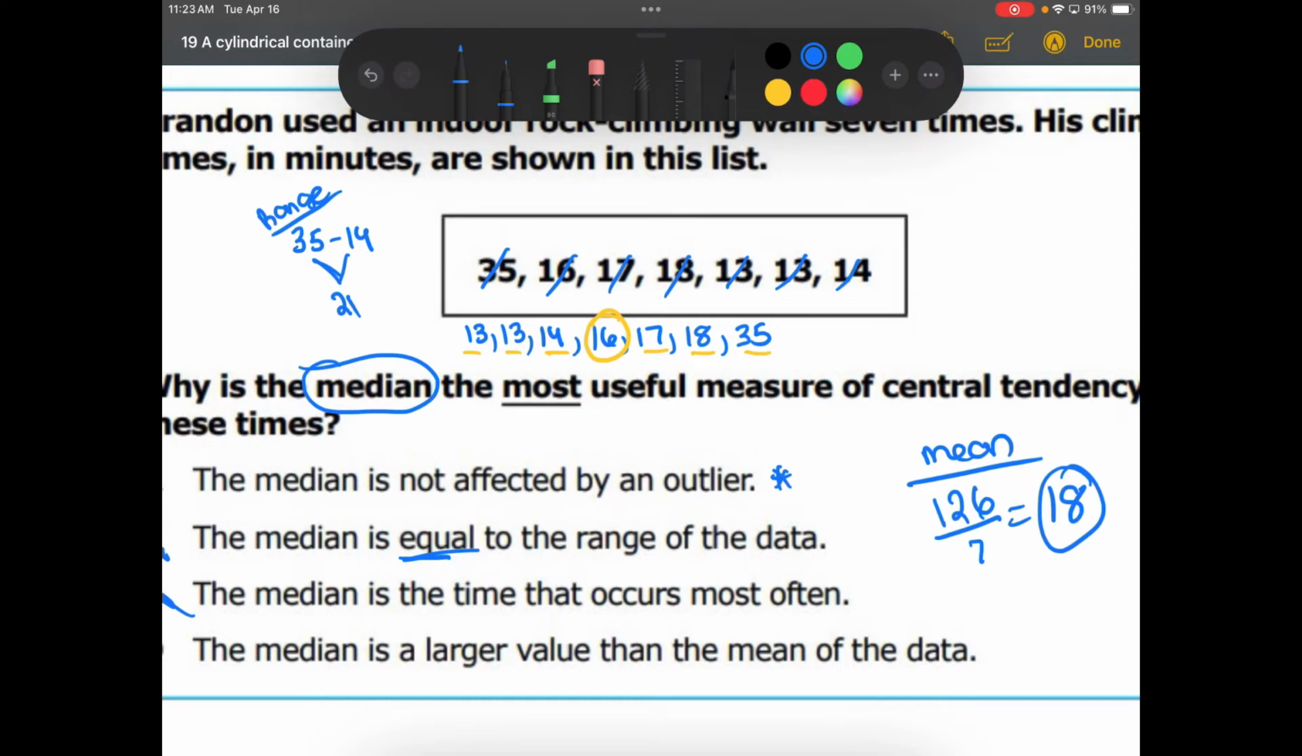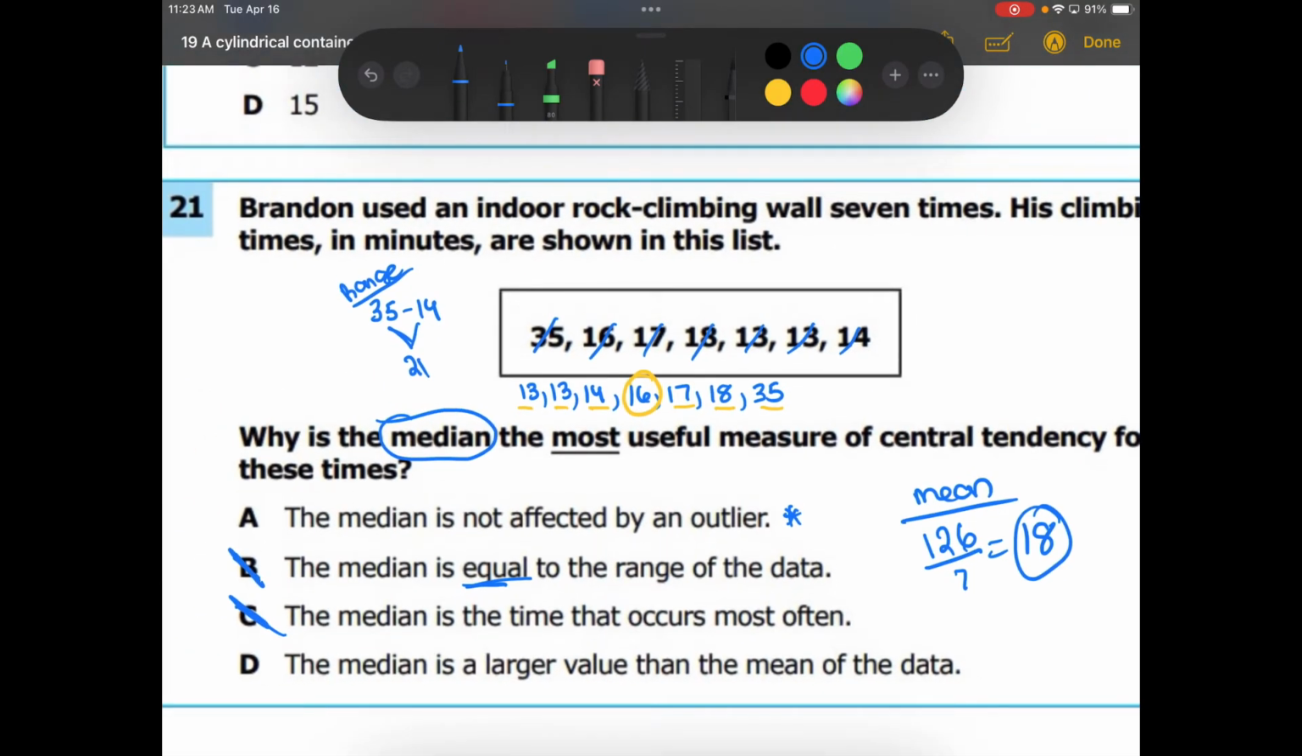Is the median, which is 16, larger than the average of this data, which is 18? So is that a true statement? What was the best answer? A. That is the best answer.